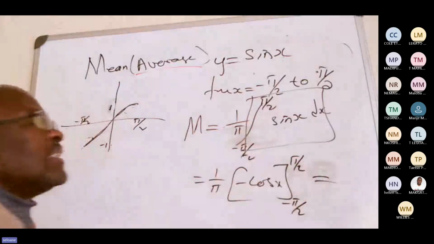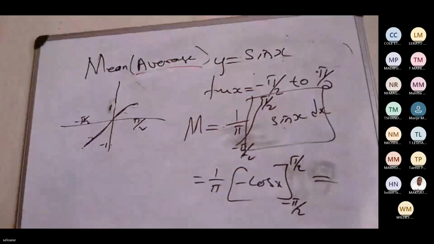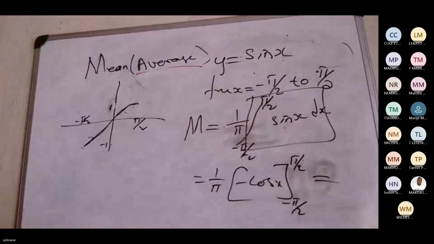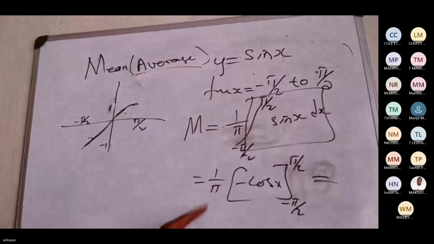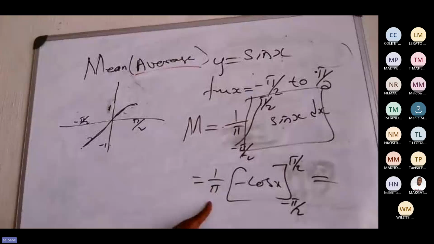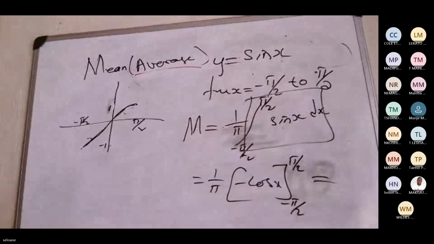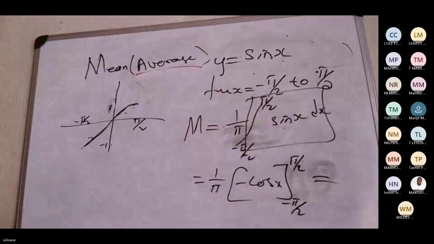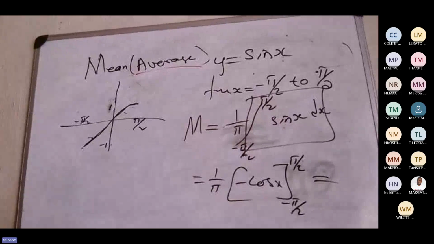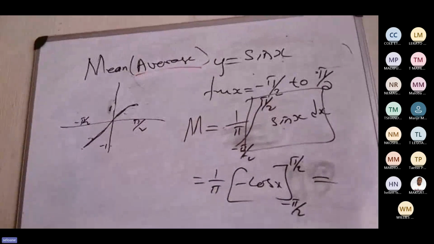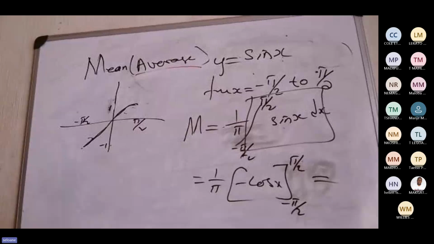And what is the answer? Just tell us the answer. Anybody tell us the answer? What is this? 1 over pi multiplied by this. Do we even have to think? No, we don't even have to think.